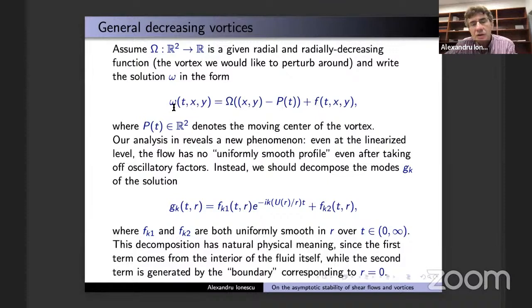Now, the main new phenomenon that we noticed is that even at the linear level, we cannot hope to say that the perturbation is of the type oscillation times profile. In the simpler case of monotonic shear flows or point vortices, without thinking of all the technical details, the way one analyzes the solution is to say that the solution decomposes in modes, and each mode has an oscillation and a profile. The profile stays smooth during the evolution, and the oscillation can be described more or less explicitly in terms of the flow. This is the mechanism to control the flow.